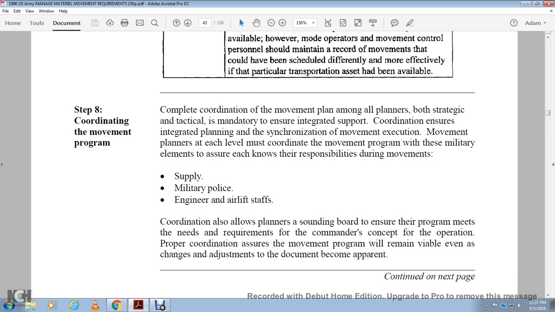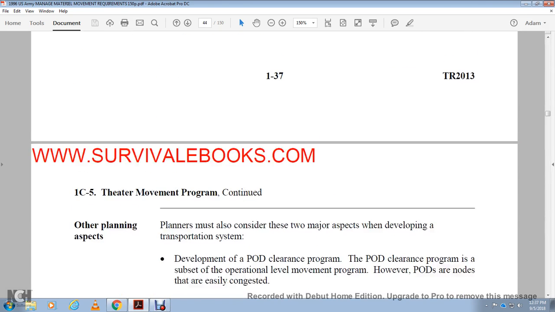during the movement: supply, military, police, engineering, and airlift staff. The coordination allows the planners to sound out the program to ensure it meets the needs and requirements of the command for the operation, and that the movement program will remain viable even after changes to the document become apparent.